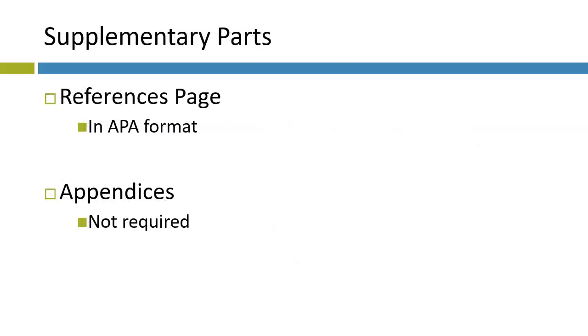And then, now that we're done with talking about the prefatory elements, let's talk about what we call the supplementary parts. And by supplementary, we mean they're added on at the end of the report. Of course, we have a references page, and we have been doing a lot of work on that. You are familiar with it. You know it has to be in APA format, and I have been talking a lot, probably very repetitively, about what an APA format references page looks like.